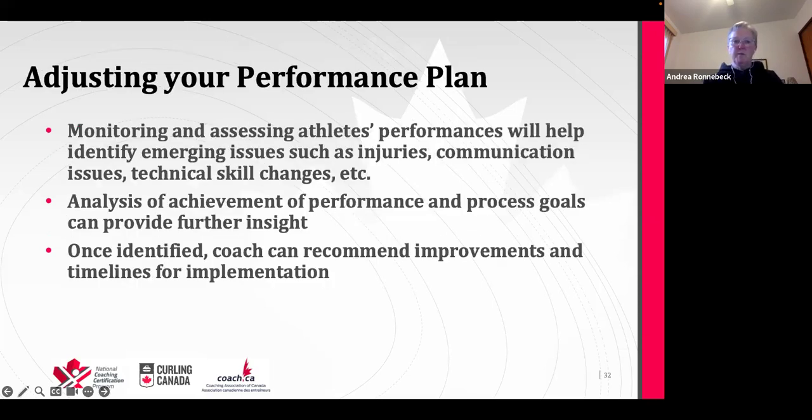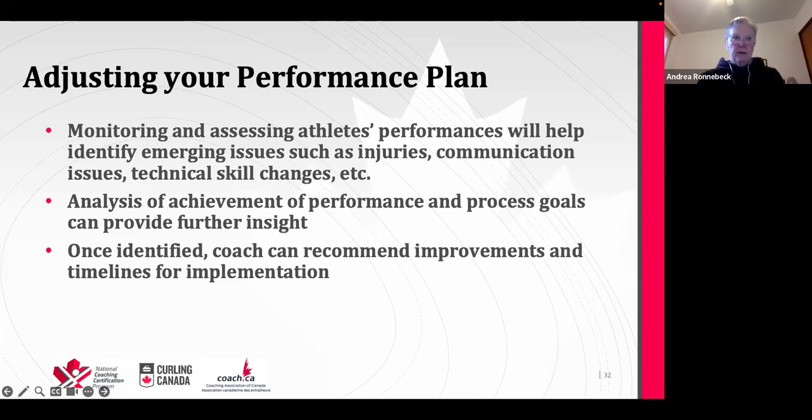So adjusting your performance plan, monitoring and assessing the athlete's performance will help identify emerging issues such as injuries, communication issues, technical skill changes, etc. Analysis of achievement of performance and process goals can provide further insight. And once identified, the coach can recommend improvements and timelines for implementation.